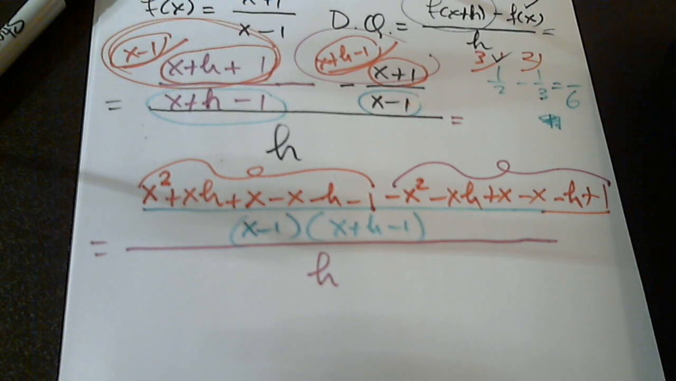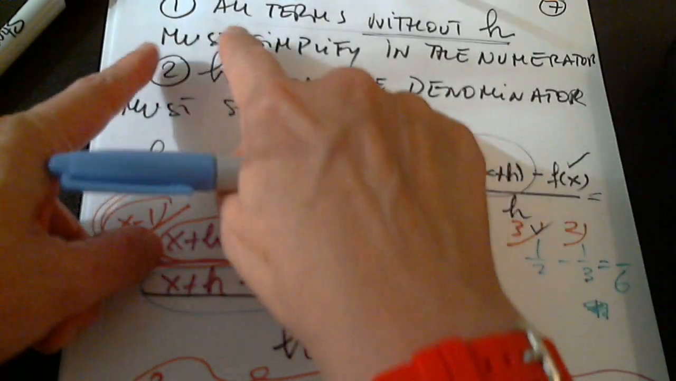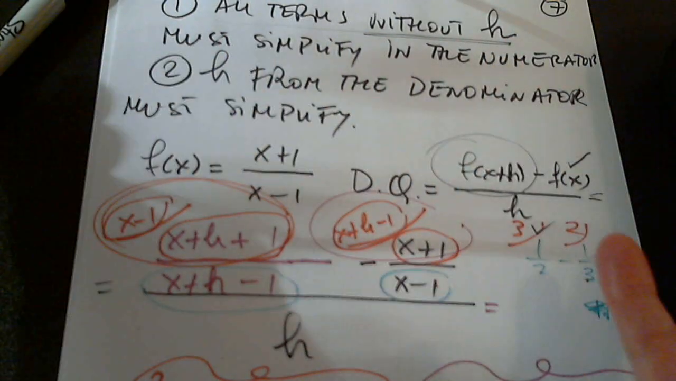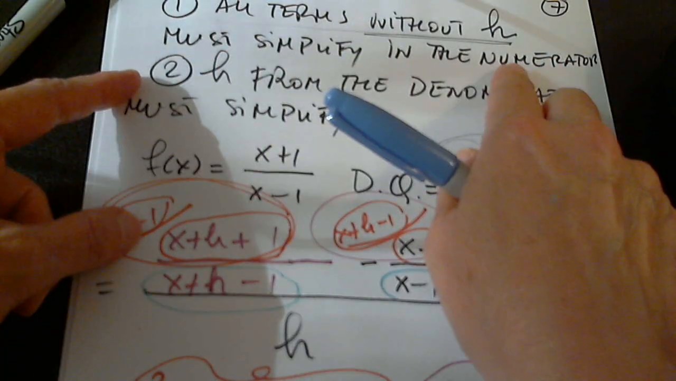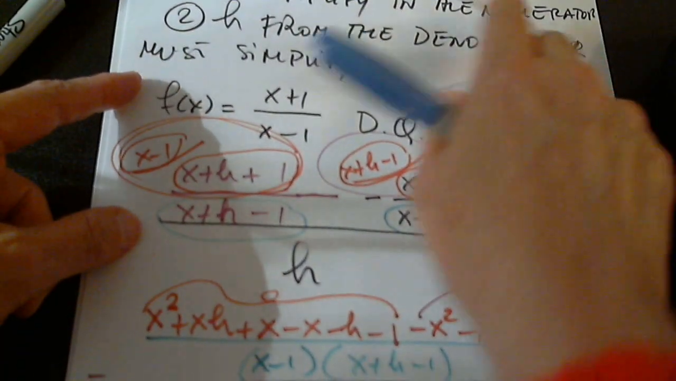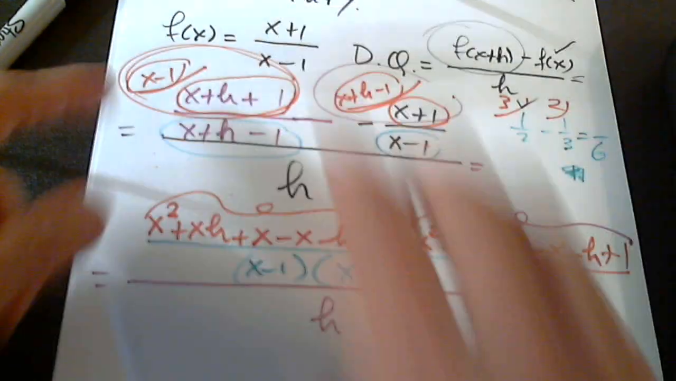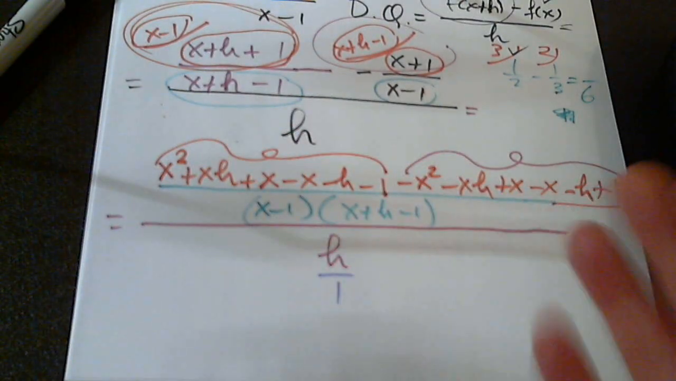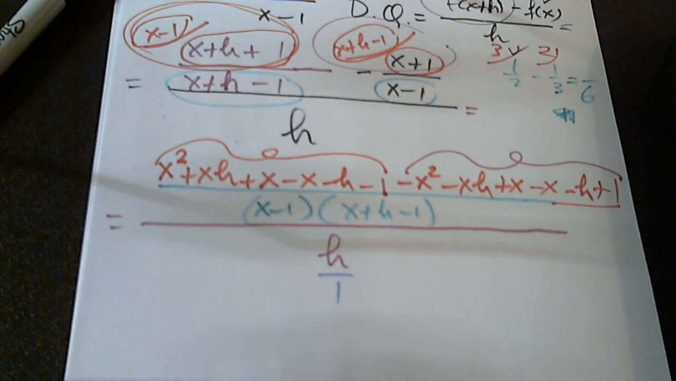Now, in order to finalize this, I have to make sure that all terms without h must go away. I don't cross out terms if they are not there, right? If I can cross them out. And then the end step. Okay, now can anyone tell us what to do in the numerator? What goes away?